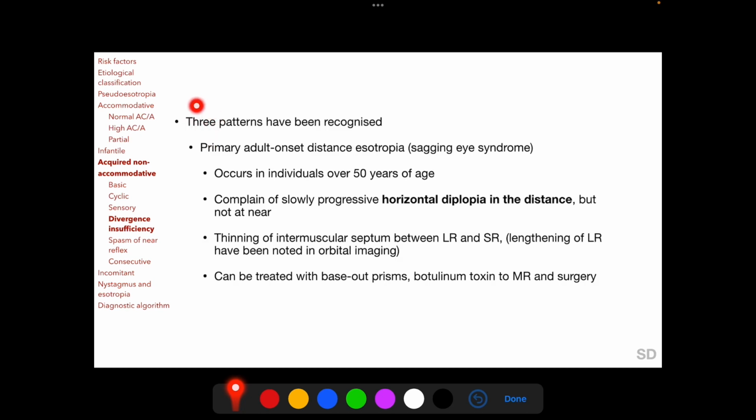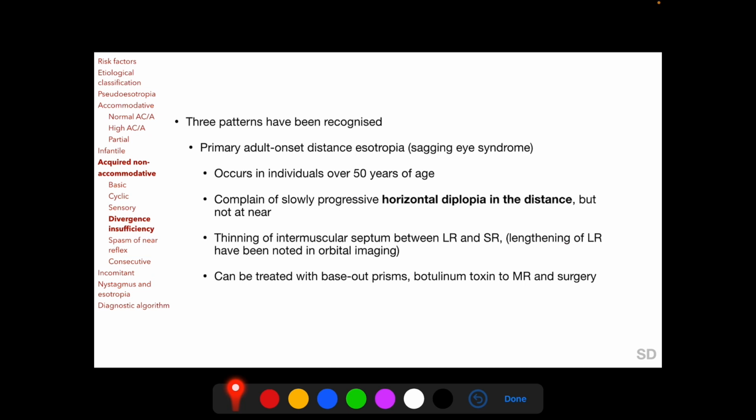Three patterns of divergence insufficiency have been recognized. The first is primary adult onset distance esotropia, also called sagging eye syndrome. Individuals over 50 years of age complain of slowly progressive horizontal diplopia in the distance, with the diplopia disappearing on near fixation. This occurs due to thinning of the intermuscular septum between the lateral rectus and the superior rectus muscles, and orbital imaging in these patients has also shown lengthening of the lateral rectus muscle. As a result, there is weakening of the lateral rectus muscle and the eye becomes esotropic.